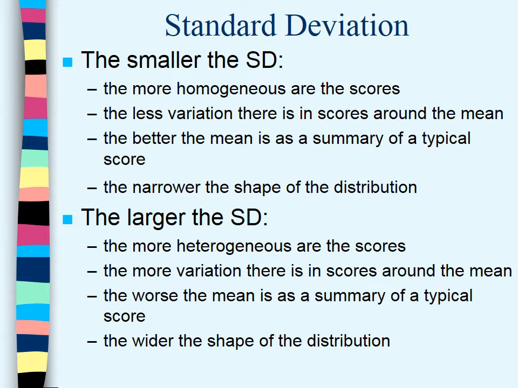Now, on the flip side, the larger the standard deviation is, the more heterogeneous the scores are. There's more variation in the scores around the mean. The worse the mean is as a summary of a typical score, and the wider the shape of the distribution.